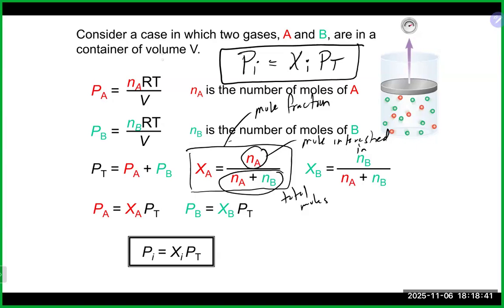So if you come across a partial pressure problem, and you don't feel like you have enough information to go into the ideal gas law, then you might want to look at a formula like this, where as long as you've got moles and a pressure, you can go into it. Otherwise, you can go into the ideal gas law for each gas individually. Any questions on that?